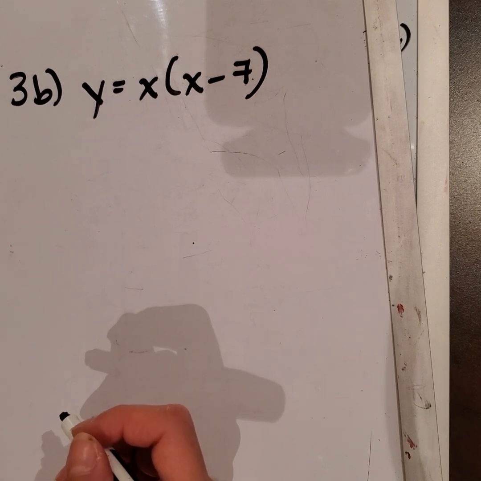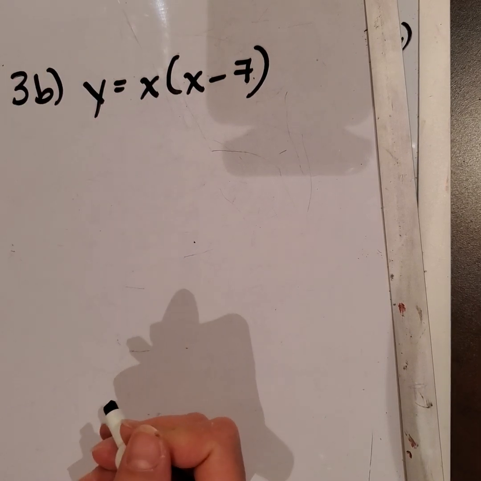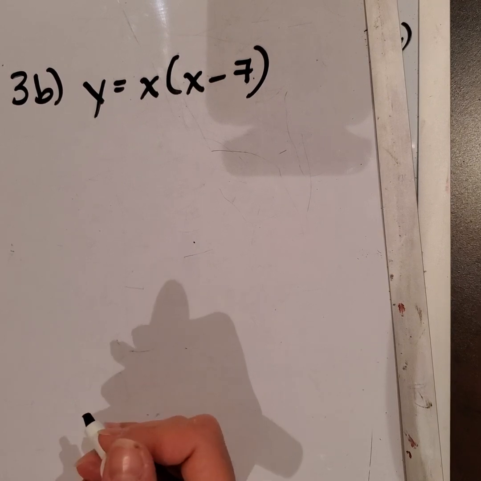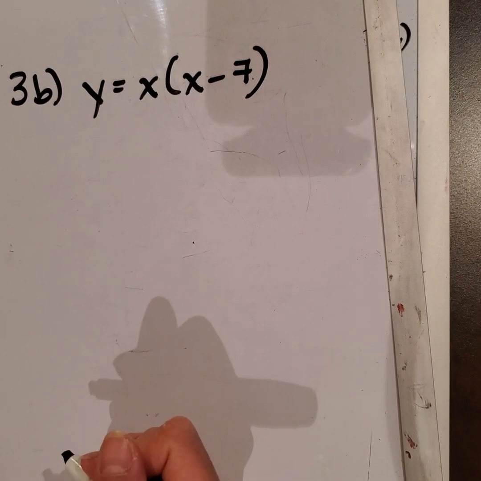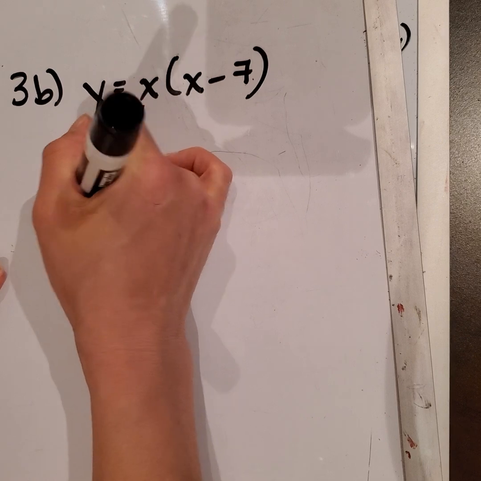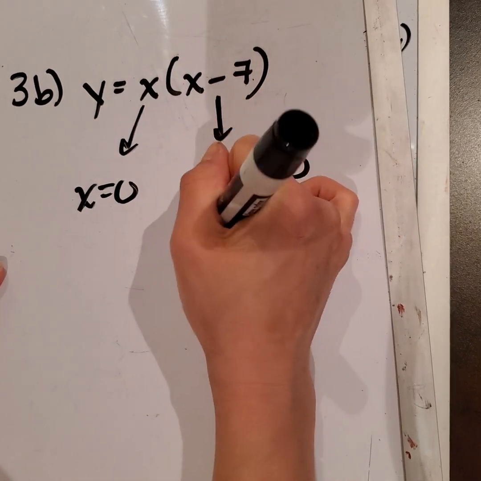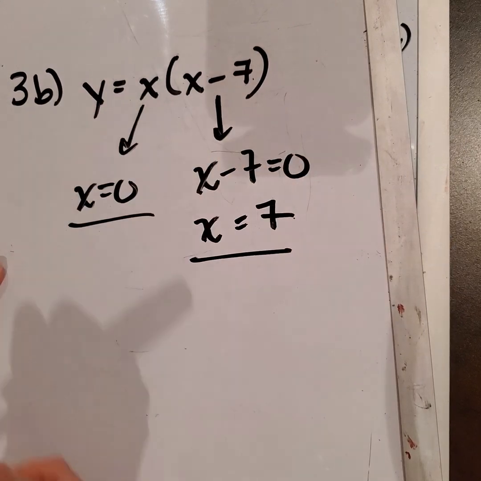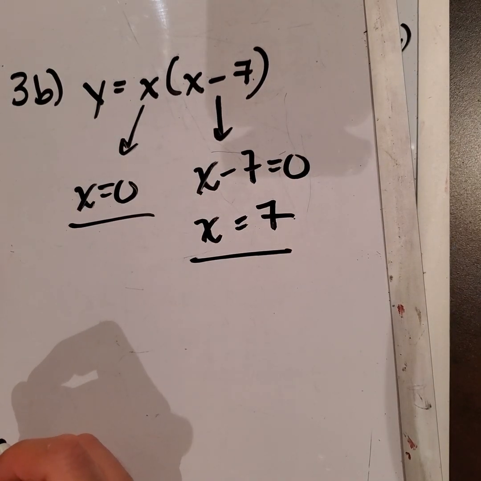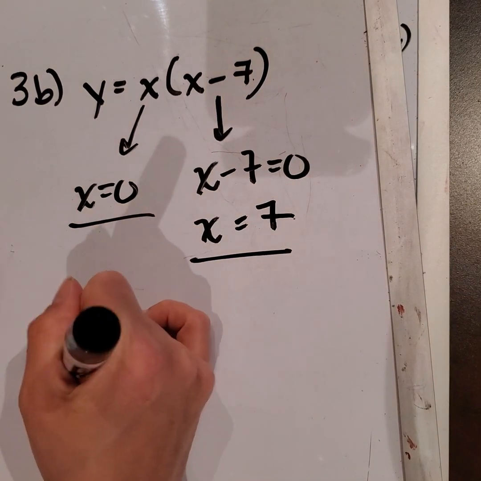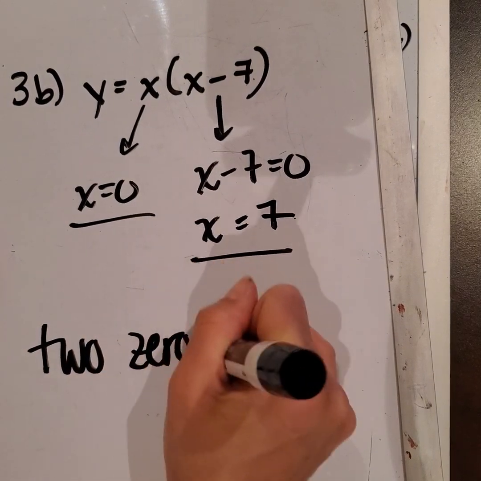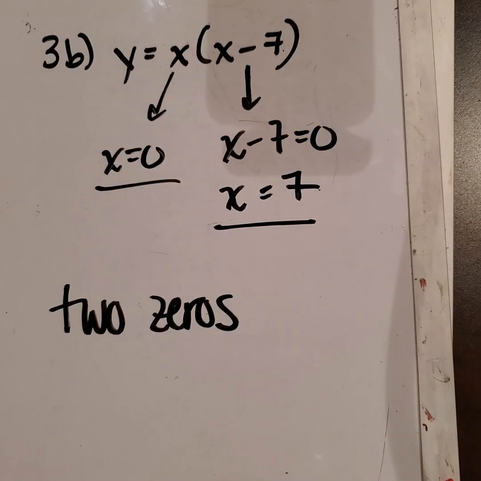Again, I have seen students convert this to standard form and then find the discriminant. That's not wrong, it's just not efficient. Right from here, I can see that if I were to set the factors equal to 0 and solve, there would be 2 zeros, okay? So I don't have to do any work here. 2 zeros, I can tell because there are 2 factors.